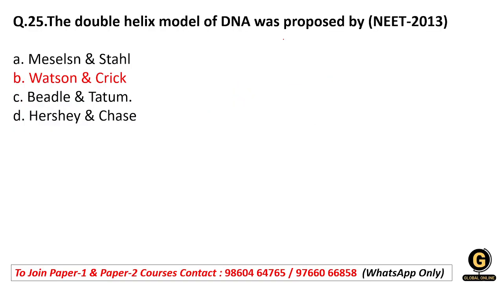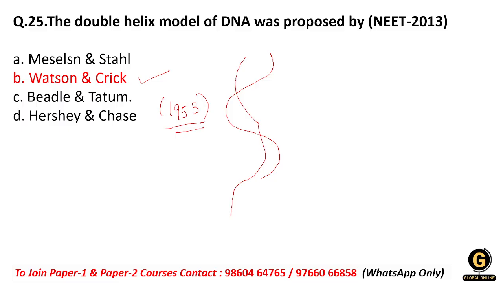Moving forward to the next question, the double helix model of DNA was proposed by dash. Who discovered the double helix model? The options are Meselson and Stahl, Watson and Crick, Beadle and Tatum, Hershey and Chase. So the right answer is Watson and Crick. They gave this double helix model in the year 1953. Yes, this question was asked in the year 2013.